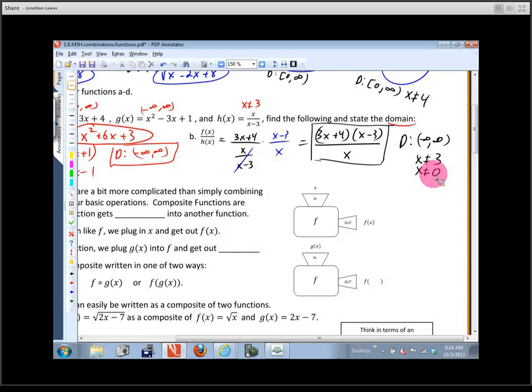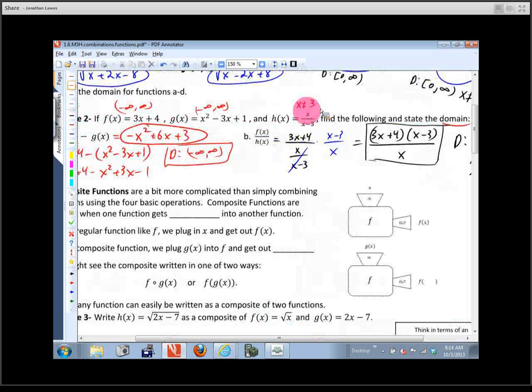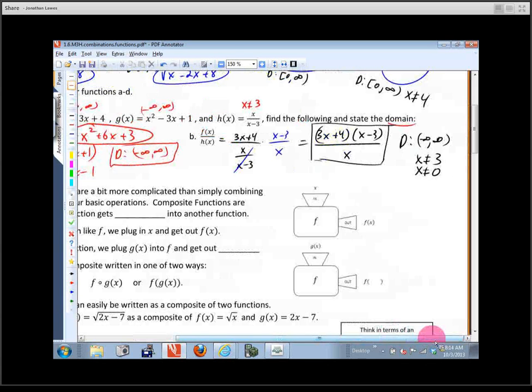Okay. Does everybody agree that we need to throw out the 3? Because 3 didn't work in the original function, so it wouldn't work when we put it together with another function. Okay, so everybody agree we need to throw out 3? Okay. The other number that we need to throw out is 0.